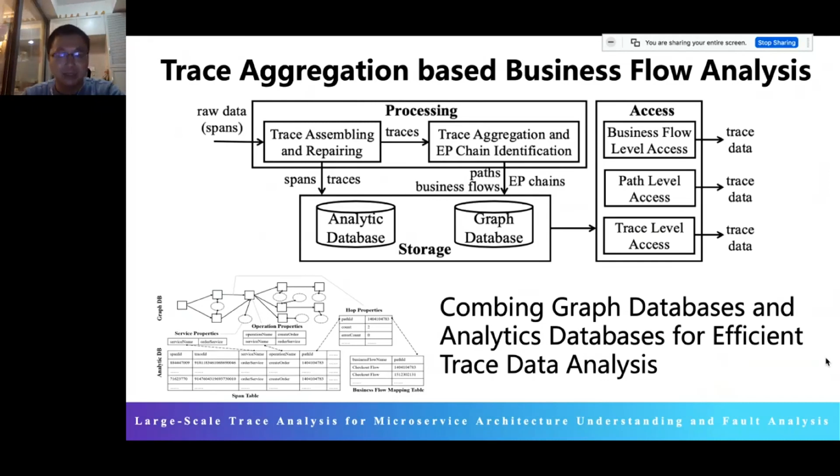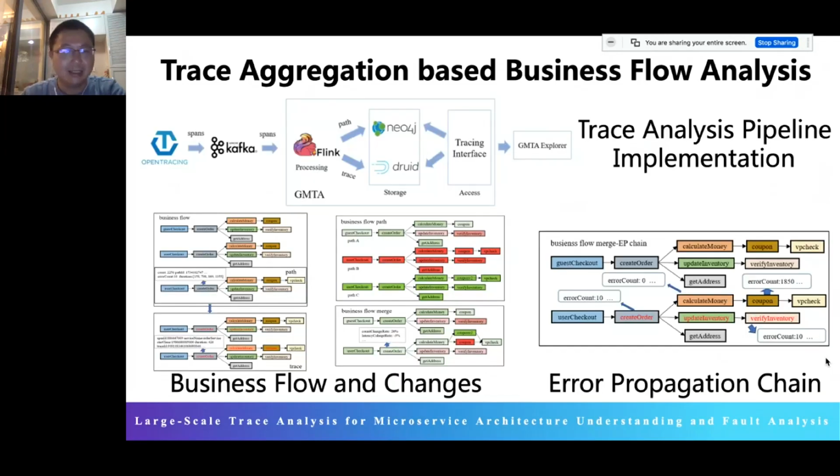So you can see in our architecture, in the storage part, we include two kinds of databases, an analytics database and also a graph database, to support different kinds of analysis, including trace level analysis, path level analysis, and also business flow level analysis. So based on this structure, we can support different kinds of analysis. So here we show the trace analysis pipeline implementation in eBay.